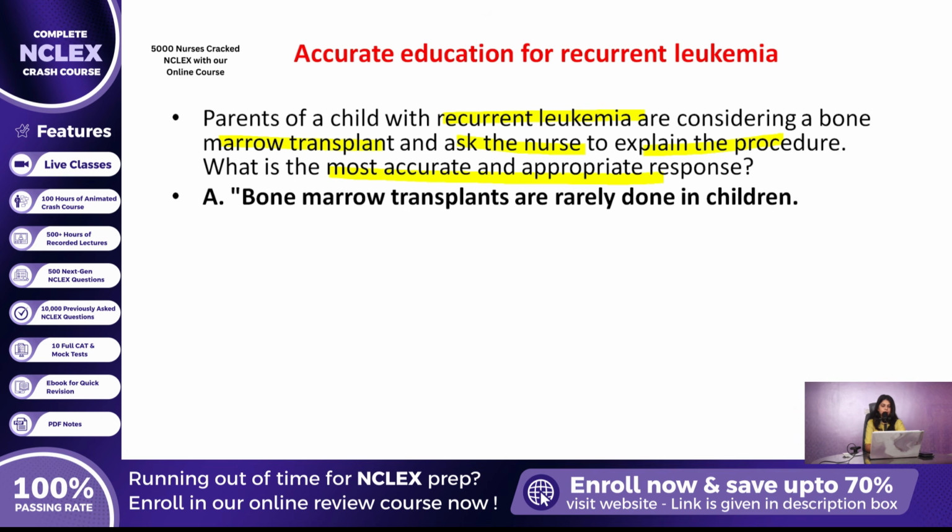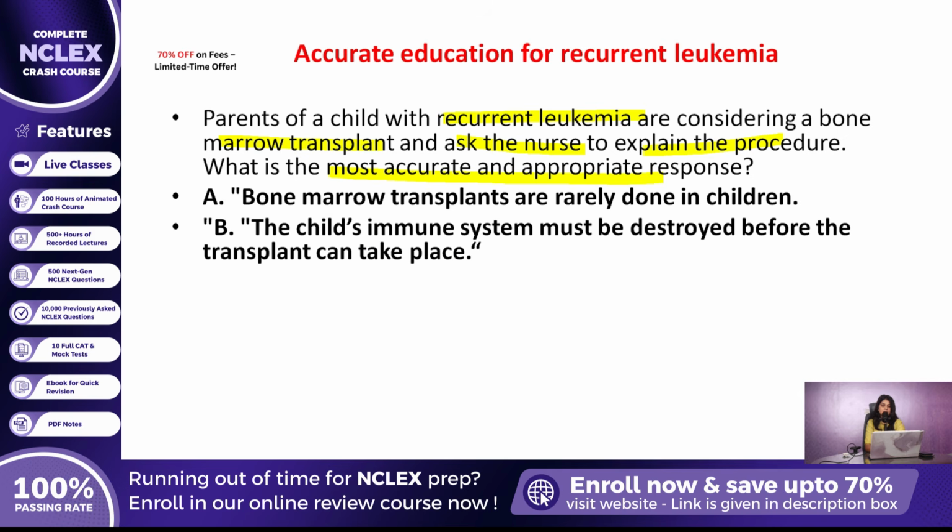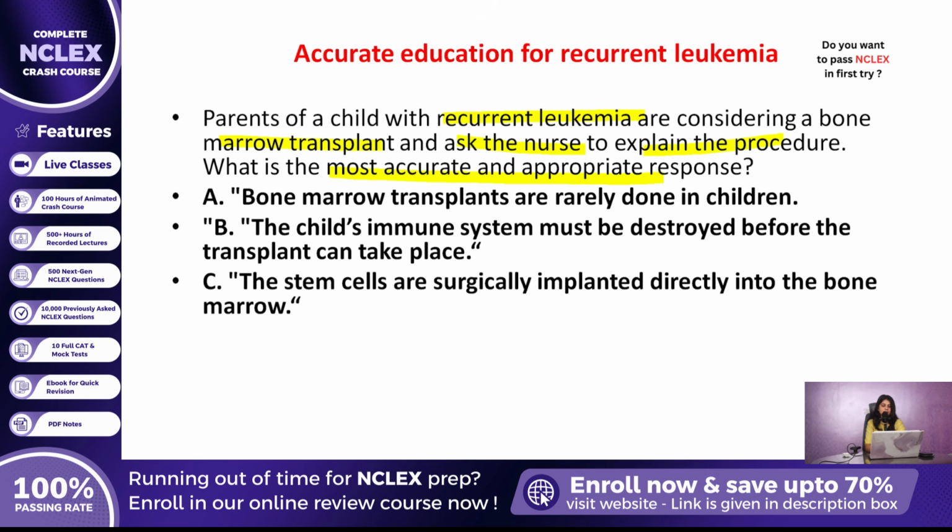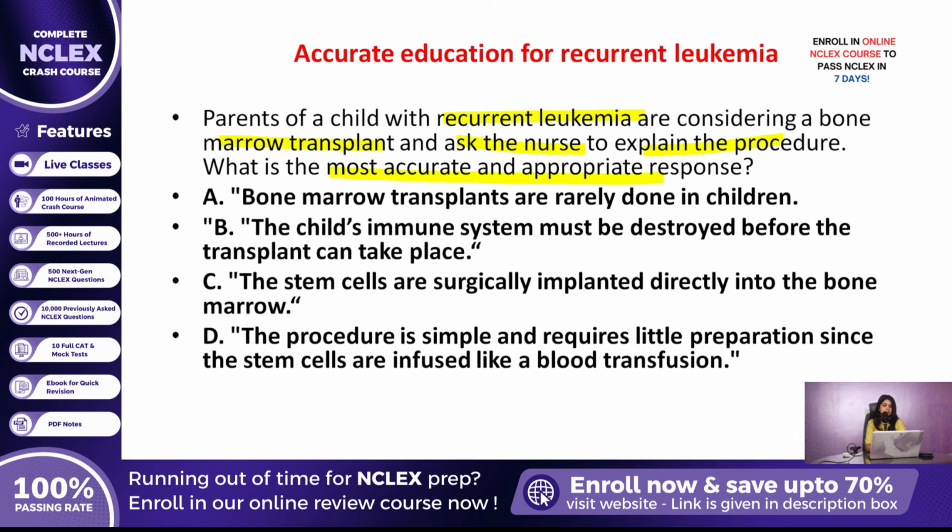The options are A. Bone marrow transplants are rarely done in children. B. The child's immune system must be destroyed before the transplant can take place. C. The stem cells are surgically implanted directly into the bone marrow. D. The procedure is simple and requires little preparation since the stem cells are infused like a blood transfusion. The correct answer is option B. The child's immune system must be destroyed before the transplant can take place.